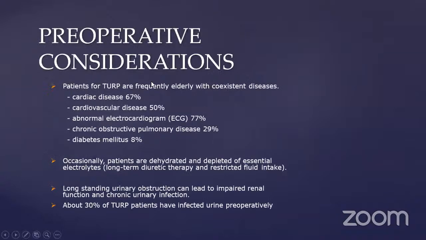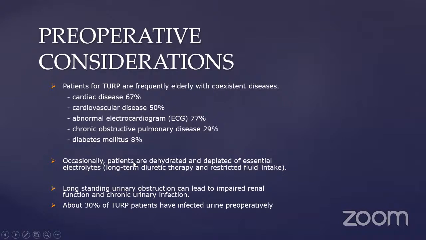Preoperative considerations in patients posted for TURP surgery: patients for TURP are frequently elderly and with coexistent diseases. The diseases generally involved in these patients are cardiac disease in almost 67%, cardiovascular disease 50%, abnormal ECG in 77% of the patients posted for this surgery, chronic obstructive pulmonary disease 29%, and diabetes mellitus 8%.